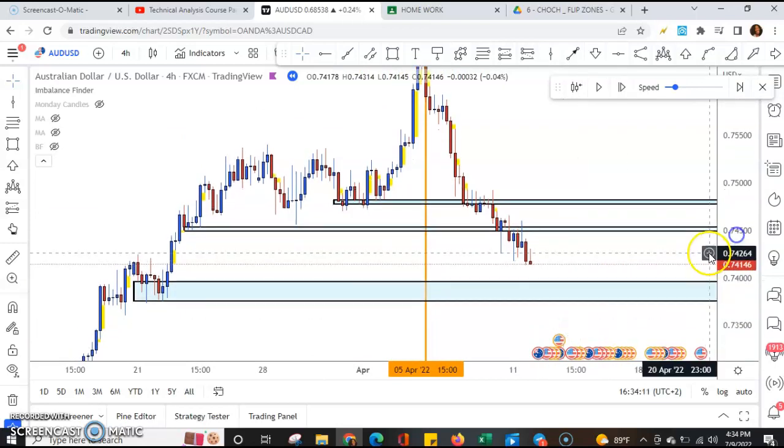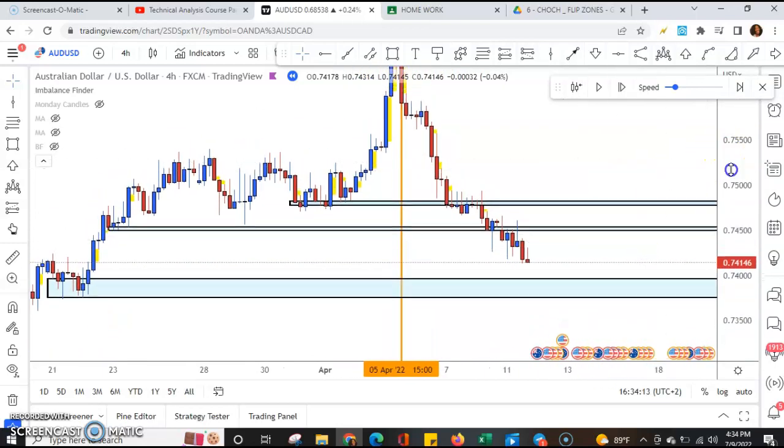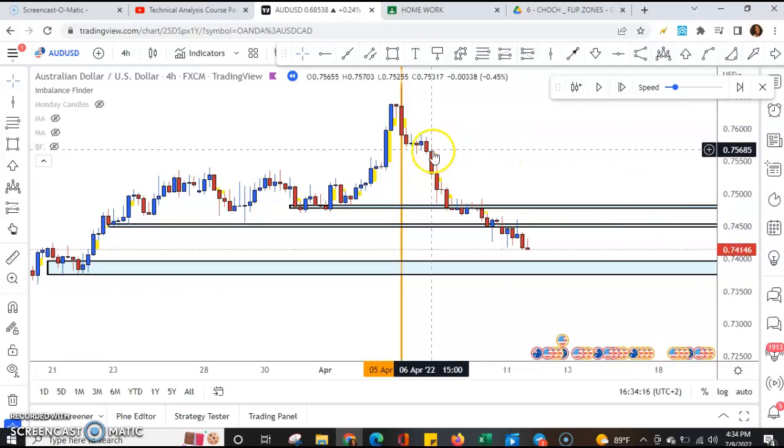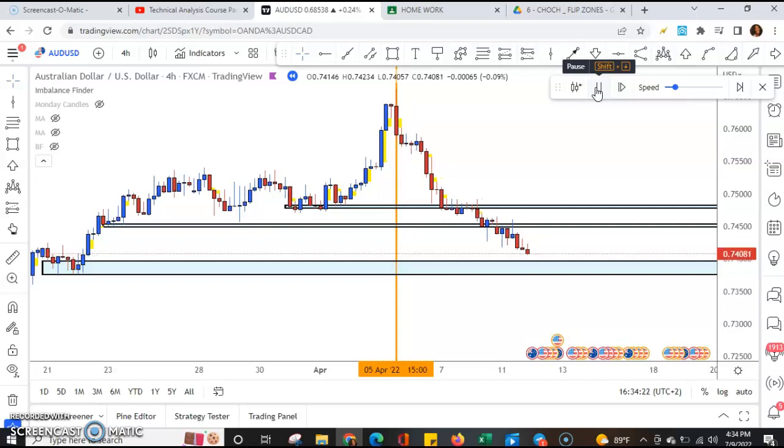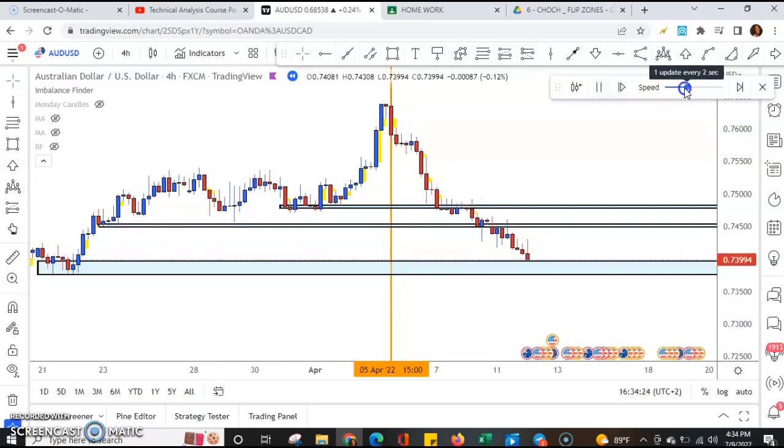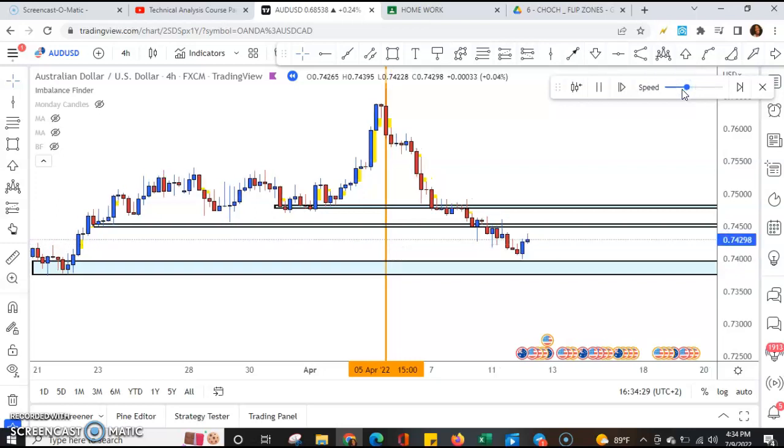We're going to move this market forward and I'm going to show you some of the things I like to practice with. When the market gets to my zone, I try to look at my opportunities to see whether I have a trade for a continuation or a reversal.